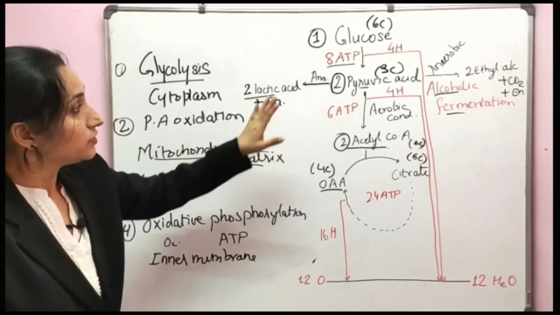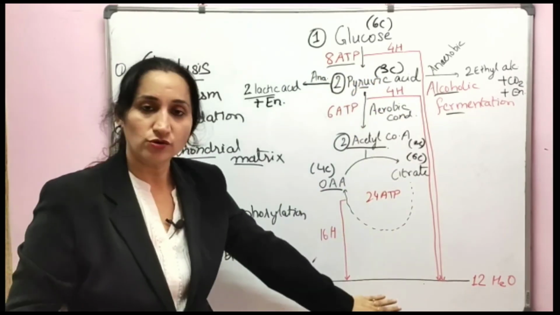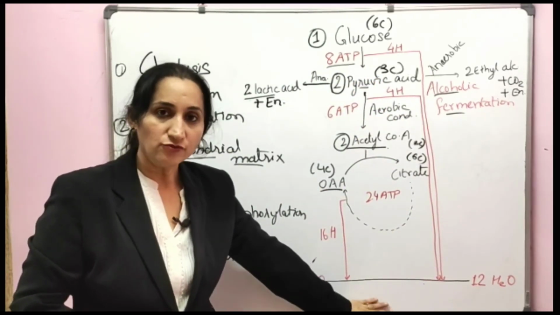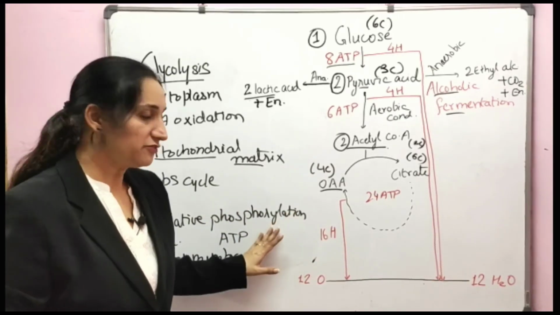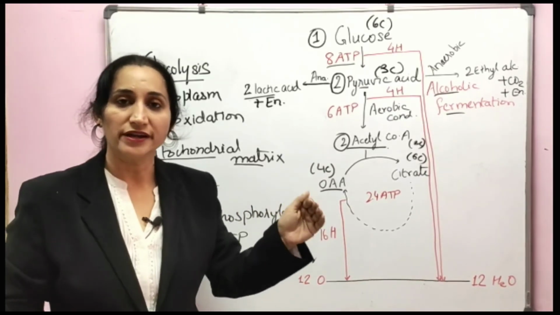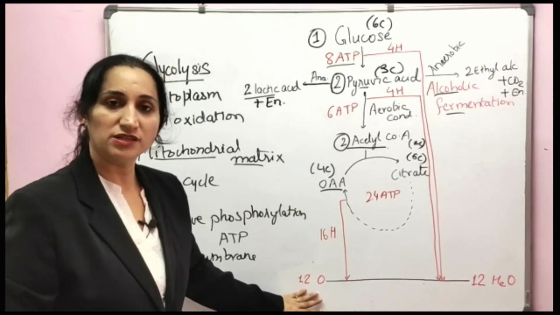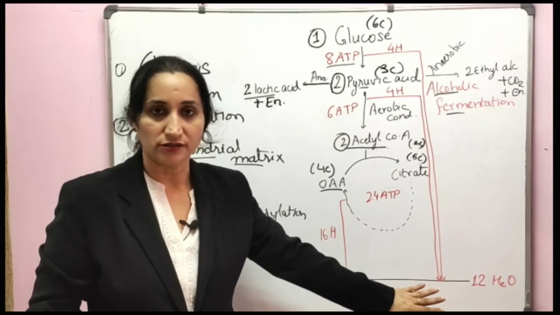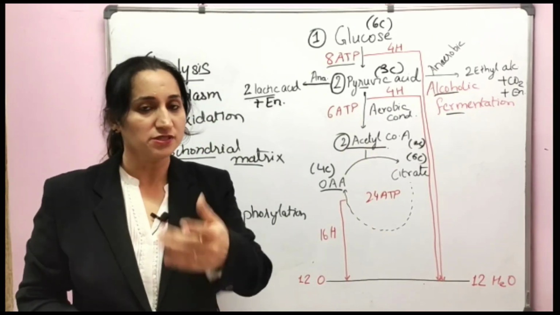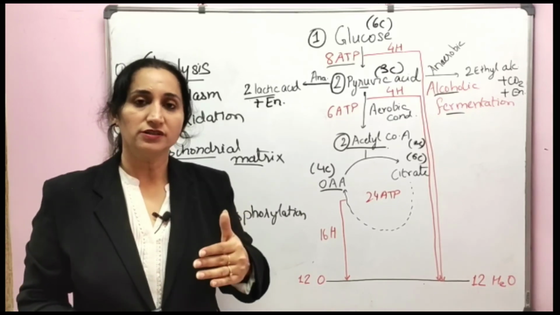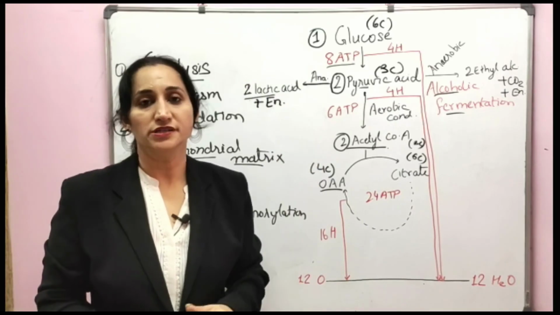Right? Now, these hydrogen atoms get transferred to the mitochondrial inner membrane, in which this oxidative phosphorylation will occur. ATP will be formed with the help of ADP and inorganic phosphate. And these hydrogen atoms and oxygen will form water. So, this is the summary of respiration. In the subsequent videos, we will take each and every step in full detail.